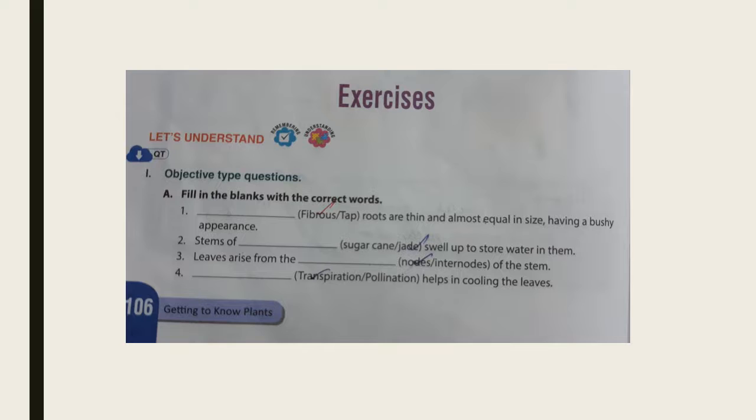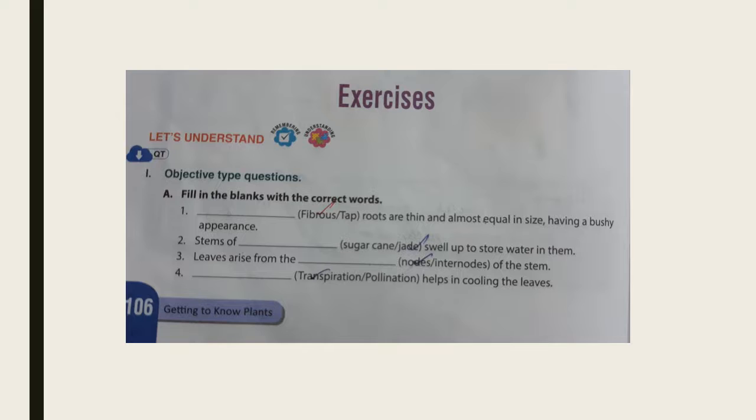Fibrous roots are thin and almost equal in size, having a bushy appearance. Fibrous. Second one is, stems of dash swell up to store water in them. Stems of jord swell up to store water in them. Second, the answer is jord.